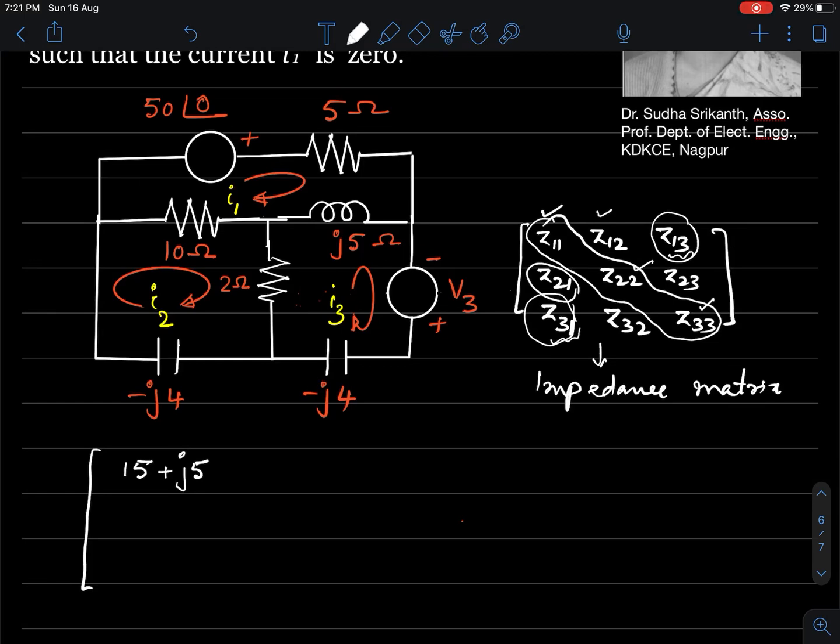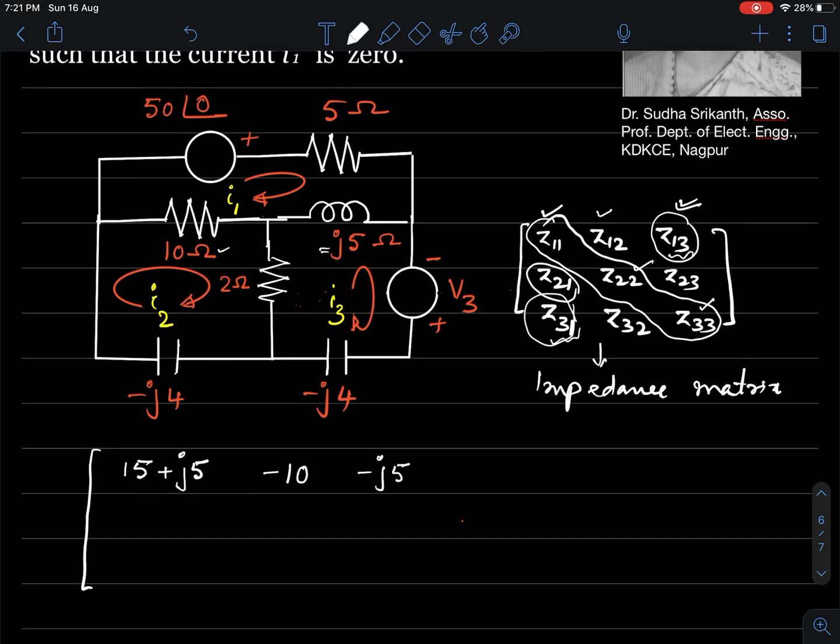What do we mean by Z12? The impedance common between the first and the second mesh. This is my first mesh, this is my second mesh, and this is my third mesh. They are carrying currents I1, I2, I3 in the clockwise direction respectively. Now we will identify what is common between the first and the second. This 10 ohm is common, so I will take it as minus 10. What is common between the first and the third, Z13? This j5 is common. That again has to be taken with a negative sign.